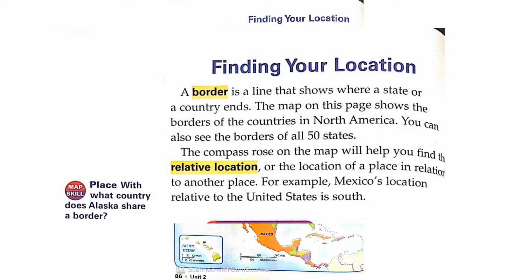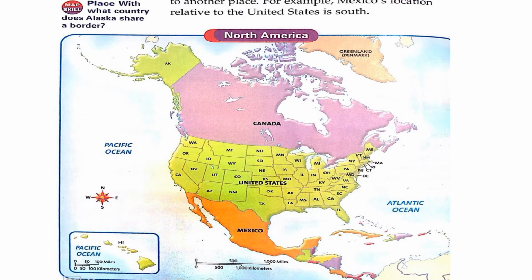The compass rose on the map will help you find the relative location, or the location of a place in relation to another place. For example, Mexico's location relative to the United States is south. Let's go back onto the map and see if this statement is true. So you can see that this is the United States of America. We've got Canada up here in the north. And again, the color codes tell you that this right here, Alaska, is again part of the states. And Mexico is south, relatively south to the states, right?